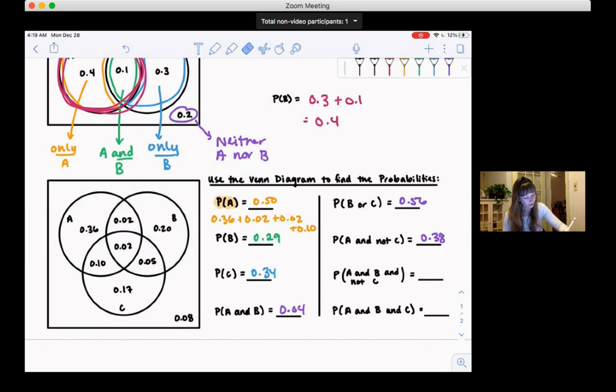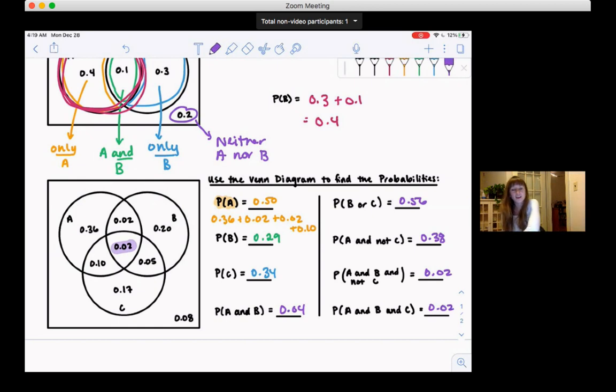Okay, A and B and not C. We need both A and B, so that would be these two sections, but we need not C to happen. C is happening here, so we have to take that out. So A and B and not C is only this section right here. That's only 0.02. And then finally, A and B and C, that's where all the circles intersect, so that's going to be the middle. Again, 0.02.